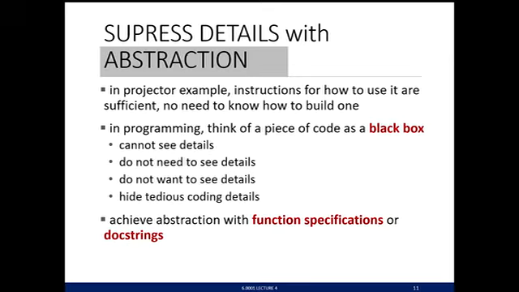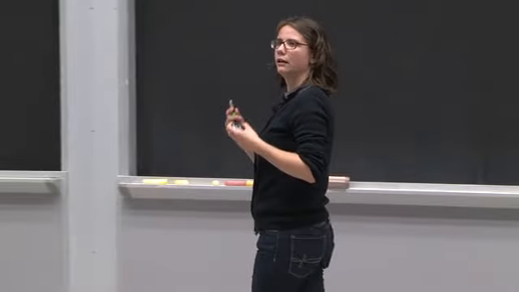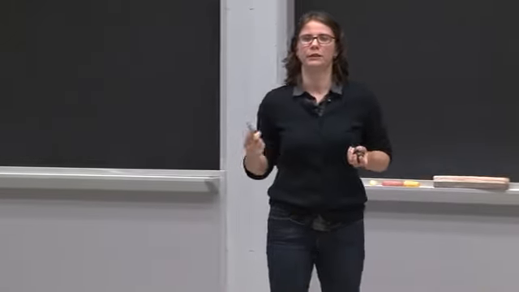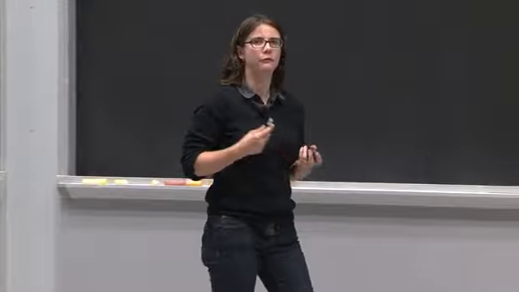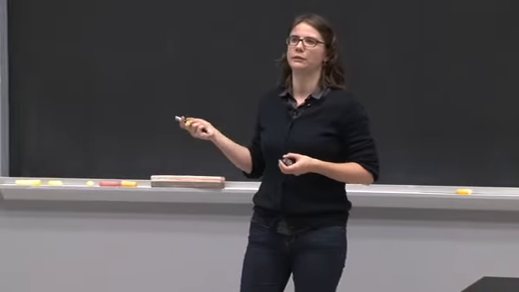So in the projector example, remember abstraction was you didn't need to know exactly how the projector worked in order to use it, and it's going to be the same idea in programming. Once you write a piece of code that does a little task, you don't need to rewrite that piece of code many times. You've written it once, and you write this thing called a function specification for it, or a docstring. And this is a piece of text that tells anyone else who'd want to use it in the future, other people, maybe yourself, how to use this function.